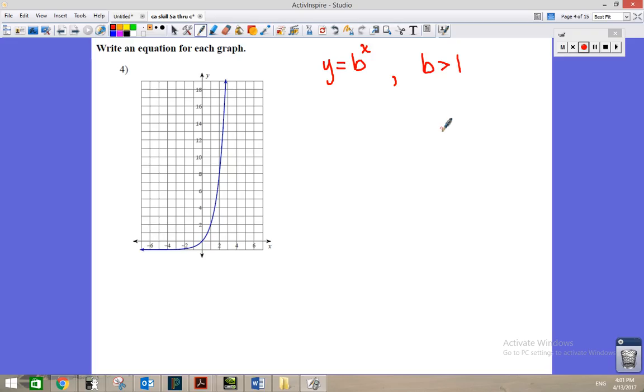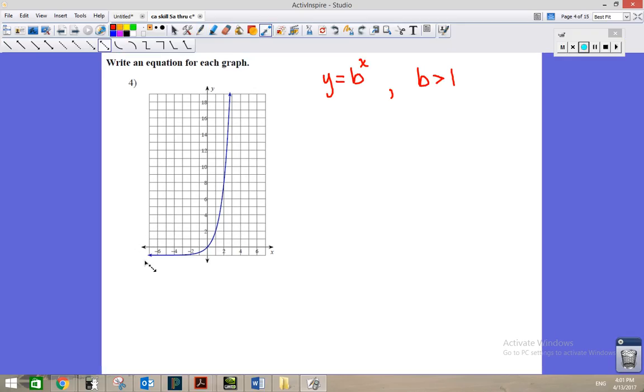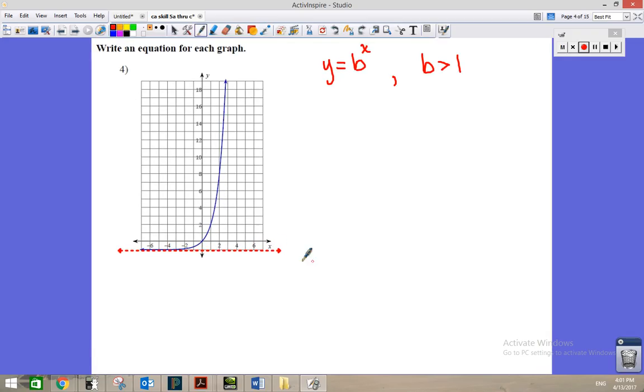Alright, now, normally, this graph will have a horizontal asymptote of y equals 0. But look, this one doesn't. It looks like this has been pushed down 1 unit. So it looks to me like this graph has a horizontal asymptote of y equal negative 1. So I'm expecting the equation to be of the form b to the x minus 1. Now, it's possible there could be more transformations, but in the previous problems, we've only had one transformation.